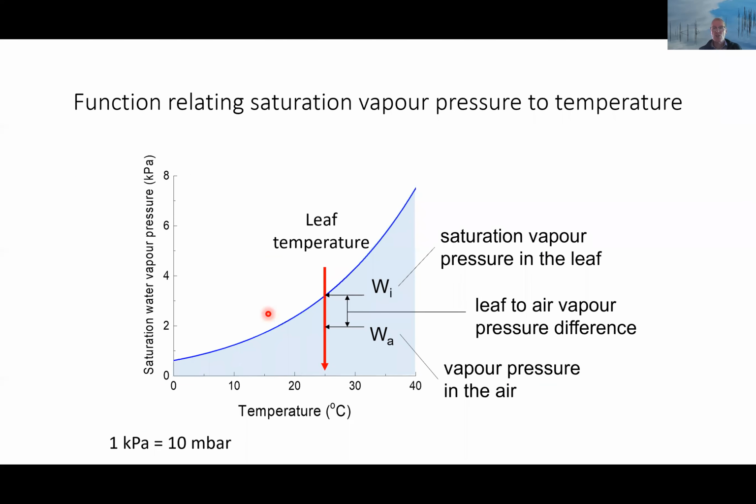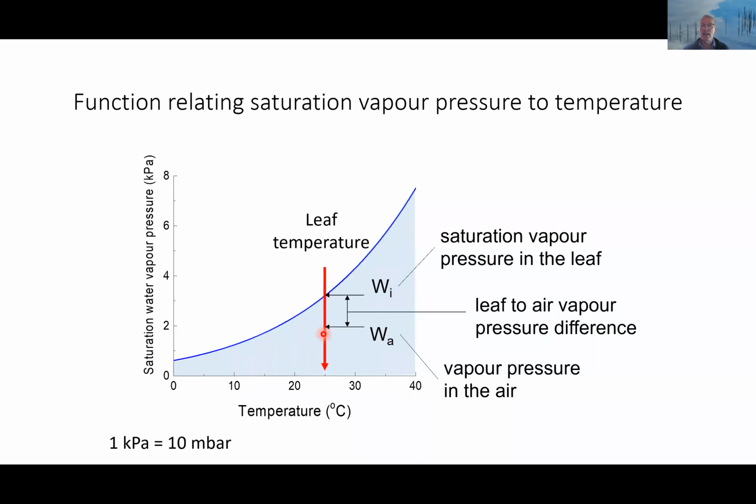So the second concept we need to revisit is the saturation vapor pressure curve. Here we have a graph showing increasing temperature on the x-axis and the saturation water vapor pressure on the y-axis. This shows how much water vapor can be held in air at a given temperature. And typically a leaf is assumed to be saturated with water vapor in its intercellular air spaces at its leaf temperature. So a leaf at 25 degrees will have this much water vapor in the intercellular air spaces.